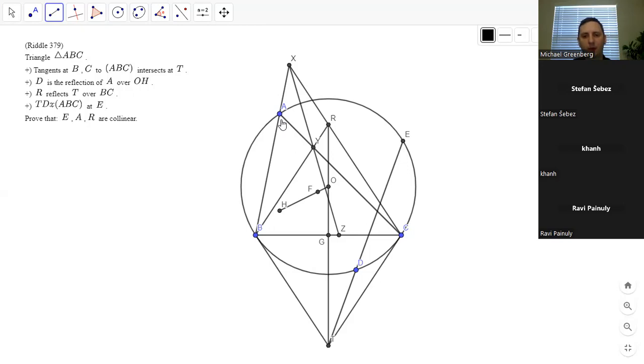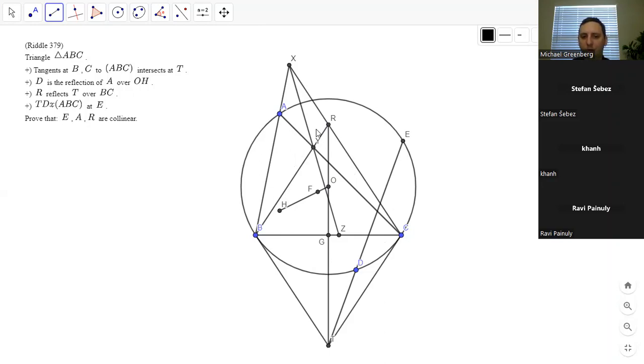Okay. All right. So basically you have two triangles, ABC and RBC, and you take the orthocenter of each, but RBC has to be isosceles for this lemma to work, right? Yeah. Okay, interesting.